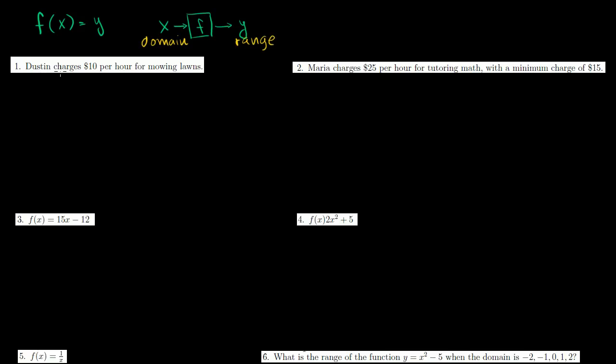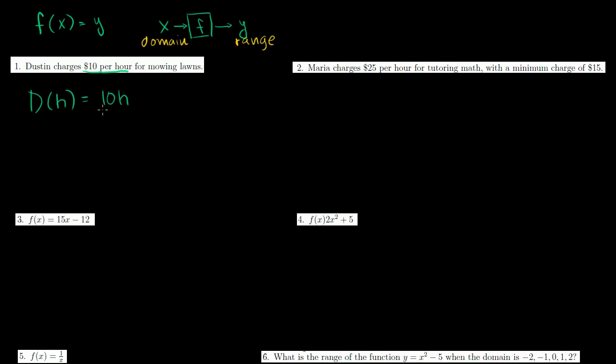So here we have Dustin charges $10 per hour. Let me write that down, $10 per hour for mowing lawns. So how much does he charge as a function of hours? The function, I'll call it d for Dustin. Dustin charges as a function of hours. It depends on hours. The input into our box is going to be the hours that he works. It's going to be equal to the number of hours times 10. I could just write 10h.